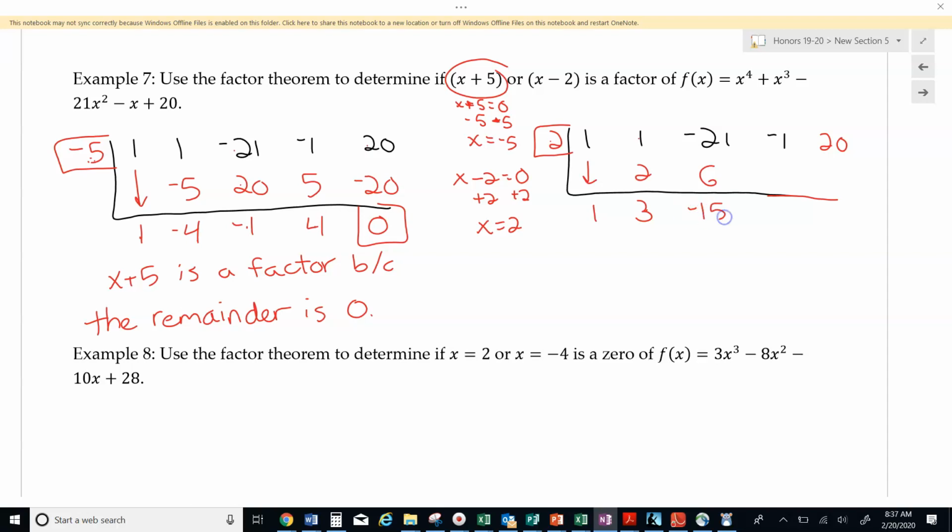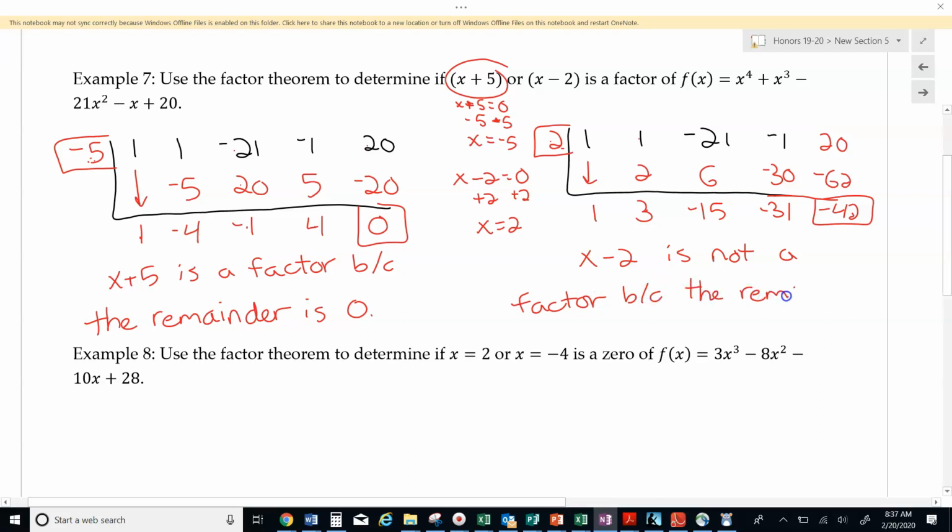That's negative 15, which is negative 30, which is negative 31. 2 times negative 31 is negative 62, which is negative 42. That is not 0, right? So x minus 2 is not a factor because the remainder is not 0. Okay.